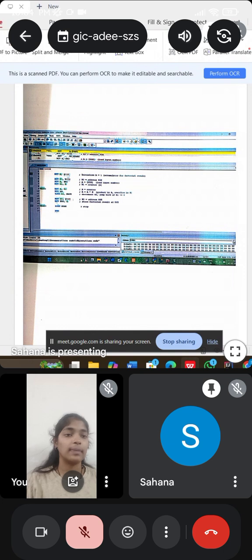DJNZ R1, back. MOV B, R1 copies the current value of R1 into register B. MUL AB multiplies A and B, and the result is stored with the low byte in A and the high byte in B. For a small number like 5, overflow won't occur, so B equals 0. And next, it decrements R1 by 1.